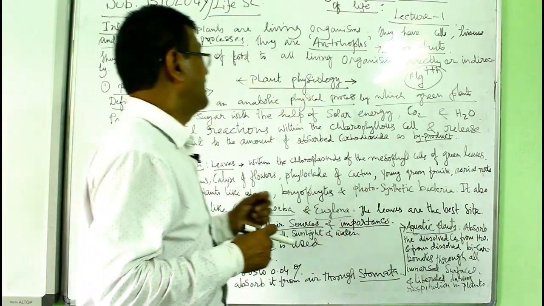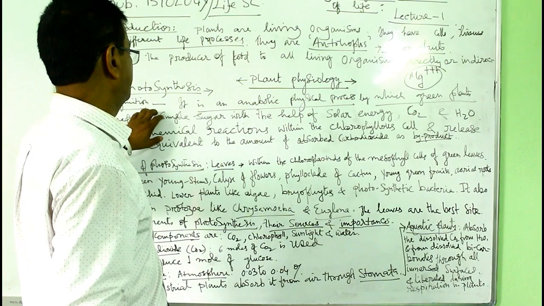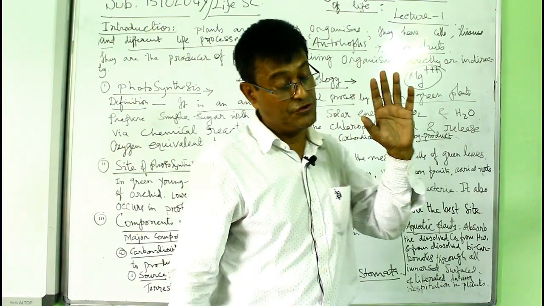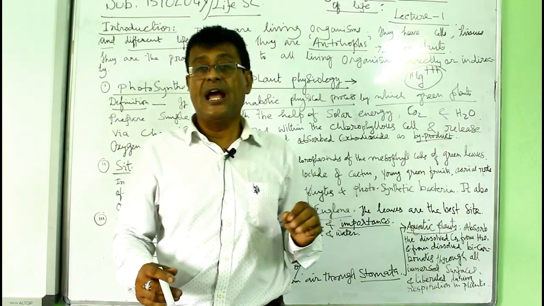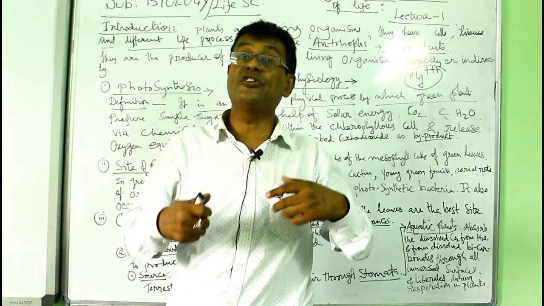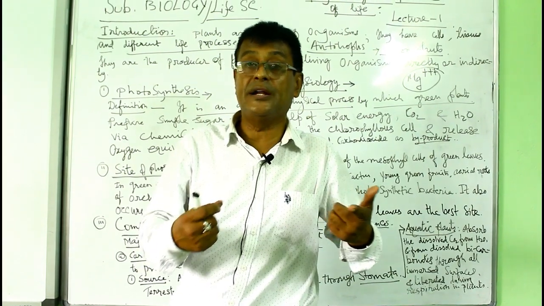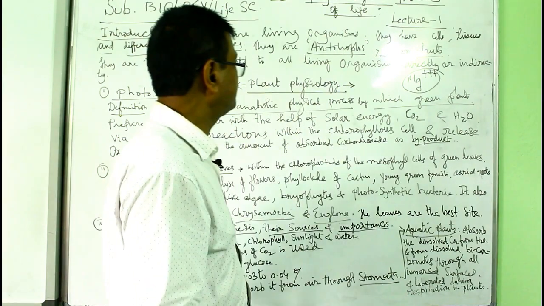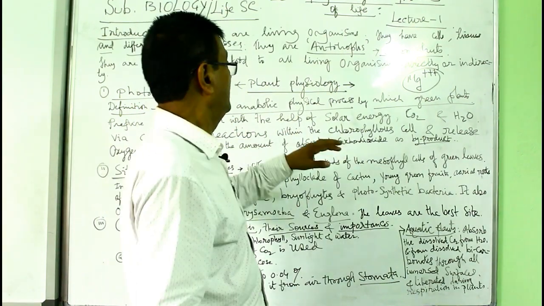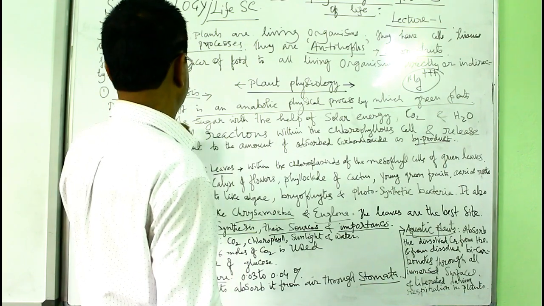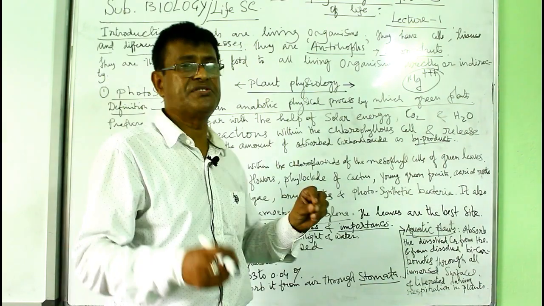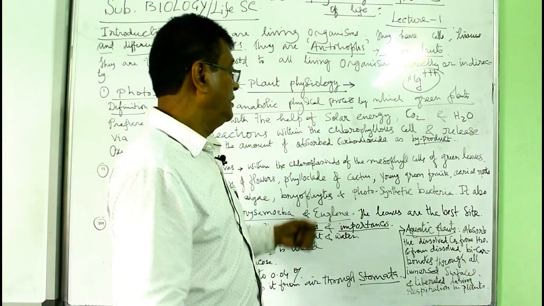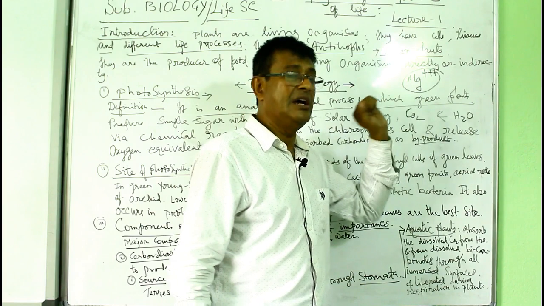Well, let us come to the definition of photosynthesis. It is an anabolic physical process, because in photosynthesis the food is produced, and the food is required for all kinds of growth and development. So it is an anabolic process, that means it adds something to the organism. A very simple single sugar is prepared with the help of solar energy. The ingredients are carbon dioxide and water.